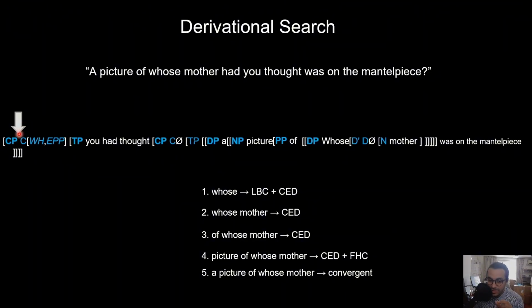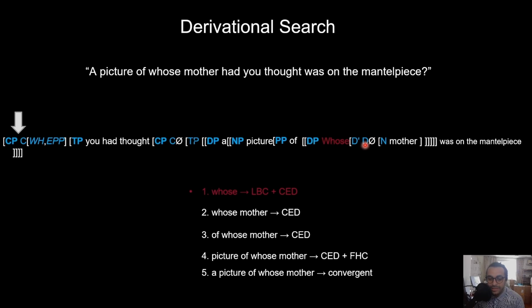Obviously we're going to start with the smallest, following Chomsky. If that works, great. If it doesn't, we need to move on and move something that is larger. So the first thing we're going to target is the whose. If we move this whose to here, you will end up with whose you have thought a picture of mother was on the mantelpiece. Makes no sense. Why does it make no sense? Because we're violating two of the constraints that we've mentioned so far: the left branching constraint and the complement extraction domain.